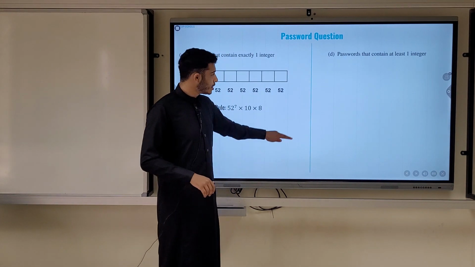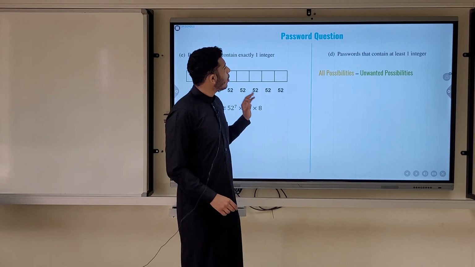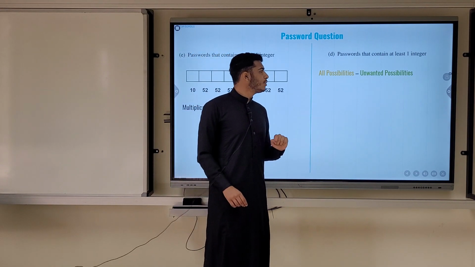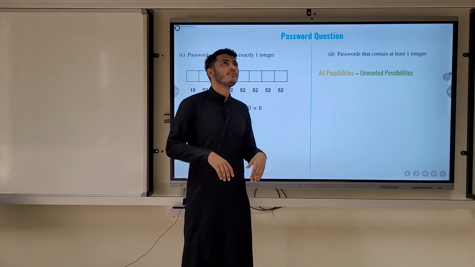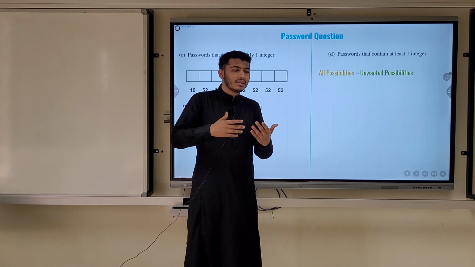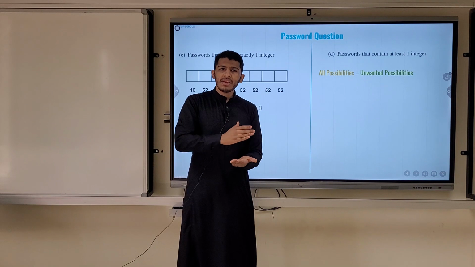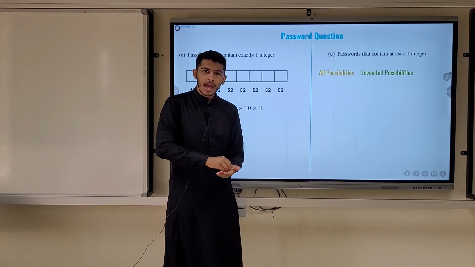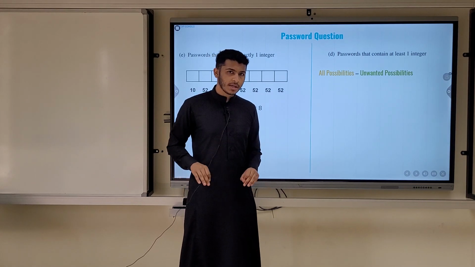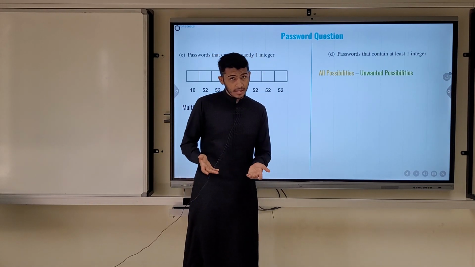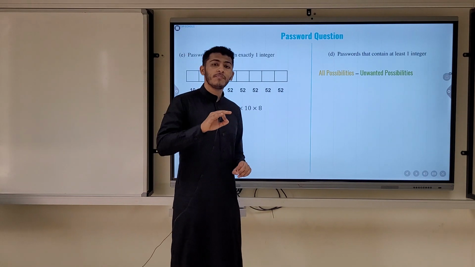We remember how we solved it. We used this formula right here, which is taking all the possibilities and subtracting the unwanted possibility from it. What is the unwanted possibility in this case? Well, at least one integer includes one integer, 2, 3, 4, 5, 6, 7, 8. What about no integers? The unwanted case is where we don't have any integers in our password. And when we don't have any integers, what do we have? We have letters.